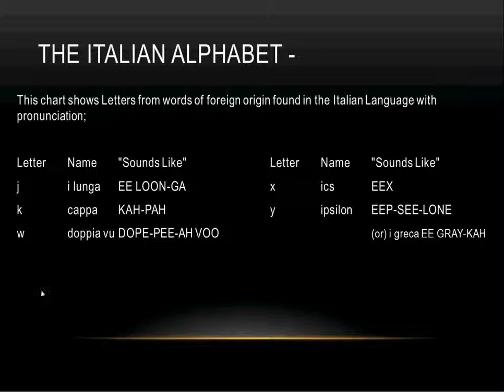Okay, I'll say the Italian name for these letters. I'll pause so you can repeat. Let's go through this one time. Then we'll get into some Italian pronunciation. Ilunga, Kappa, W, X, Y.